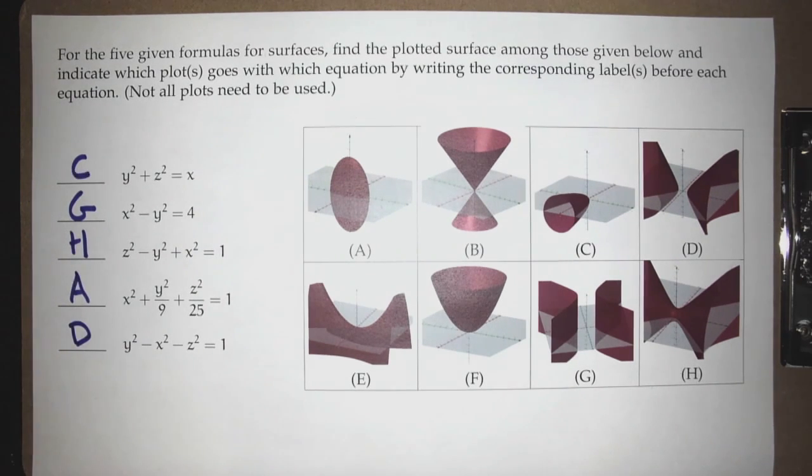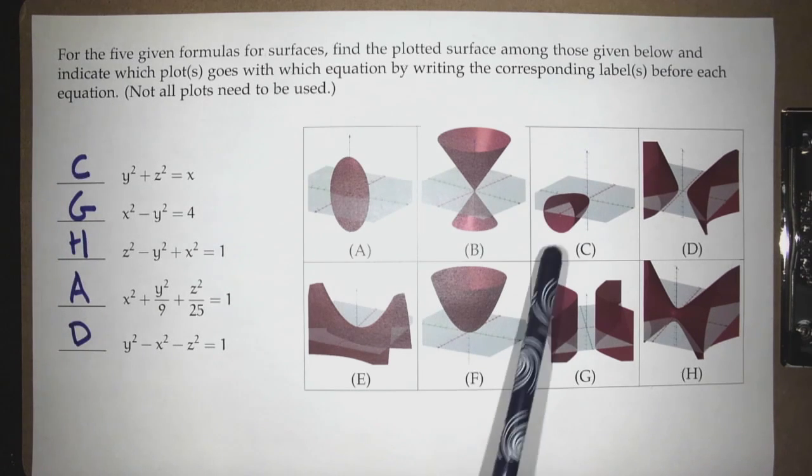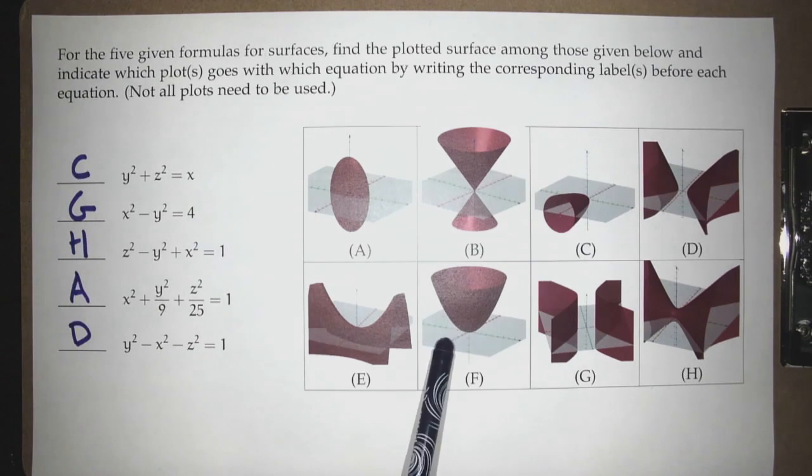Correct. It's a hyperboloid of two sheets, but again, you've swapped your directions. And all right, so we didn't use some of these. We didn't use F. We just had to distinguish between the two bowls. What kind of surface is B?